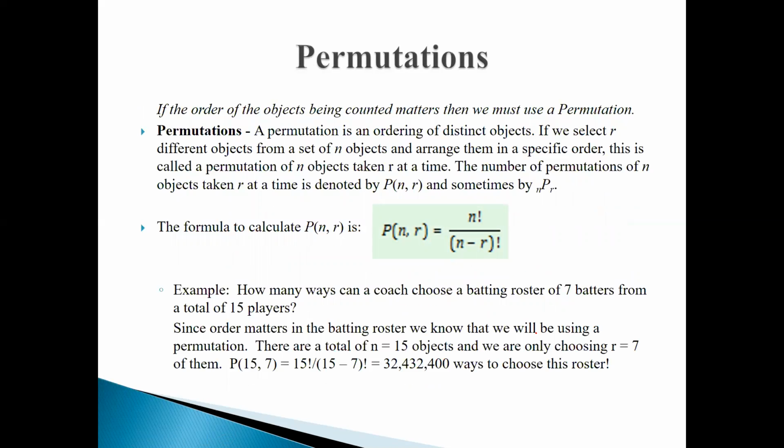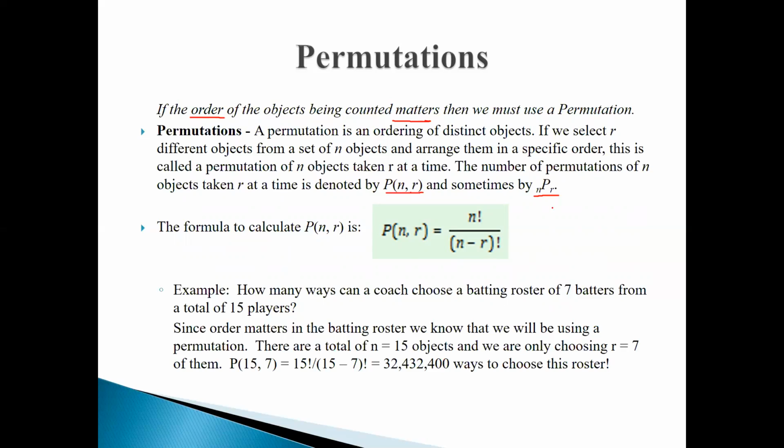Now we're going to use factorials to help solve other kinds of problems. First one is going to be permutations. If the order of objects being counted matters, so in this case order matters, then we have to use a permutation. A permutation is an ordering of distinct objects. If we select R different objects from a set of n total objects and arrange them in a specific order, this is called a permutation of n objects taken R at a time. The number of permutations of n objects taken R at a time is denoted a couple of different ways: P of n comma R or nPr.